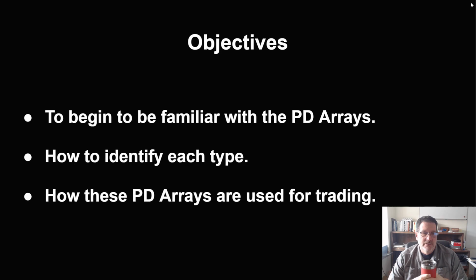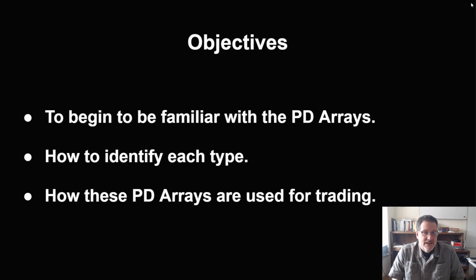The objectives today are to begin to get you familiar with what the PD arrays are, the 7 types of PD arrays. And these will vary from chart to chart, from time to time. The important thing that you need to understand about PD arrays is that they are fractal. You will find PD arrays on a monthly chart, a weekly chart, a daily chart, a 4-hour chart, all the way down to a 1-second chart, literally. So they do carry more weight on a 1-hour chart than they would on, let's say, a 5-minute chart. But just know they're fractal.